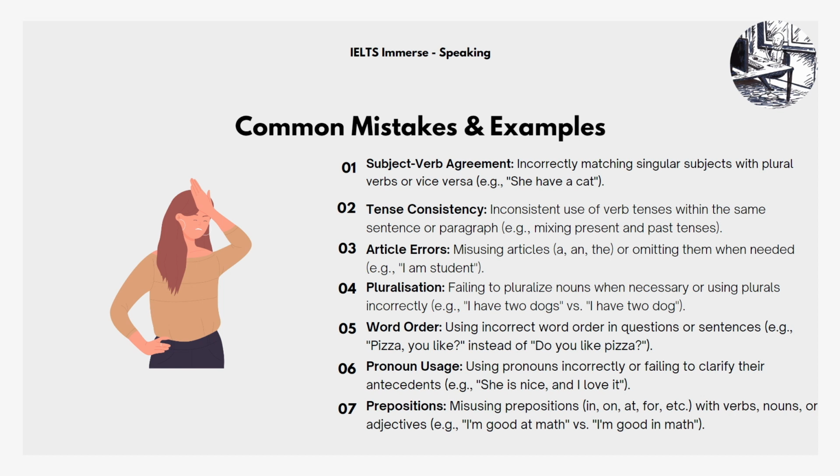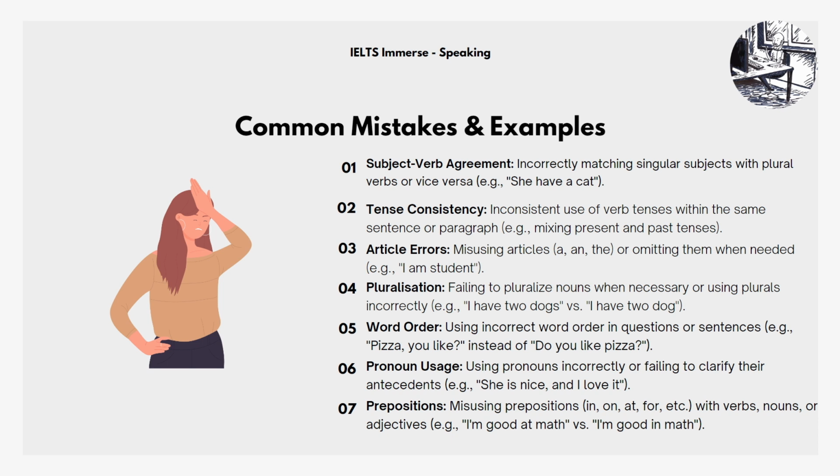Second of all, tense consistency. We talked about tenses today. So here we're talking about the inconsistent use of verb tenses. So mixing present and past tense. Of course you can do that, and there are times where the structure is right for you to do that. But make sure you are mixing it correctly. If you're talking about something that's happening right now, there should be no reason for using the future tense, for example.